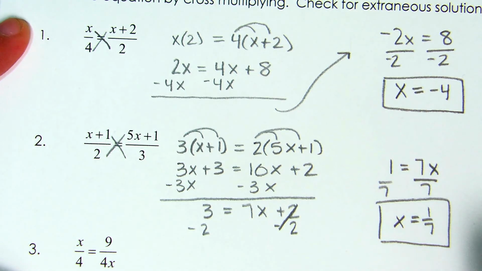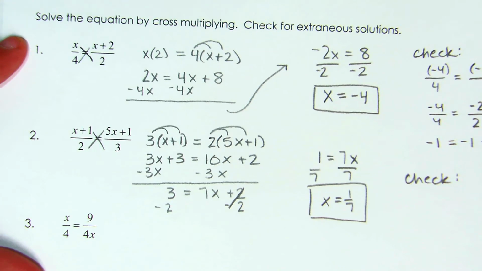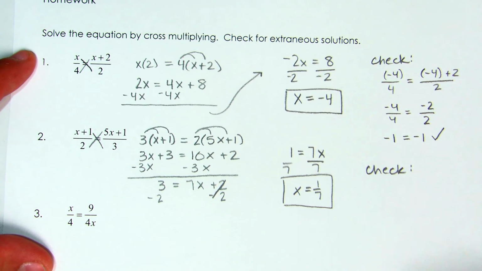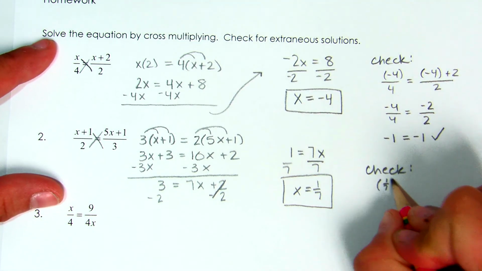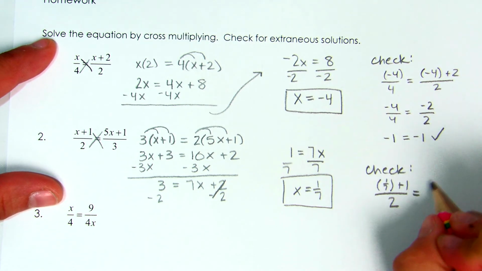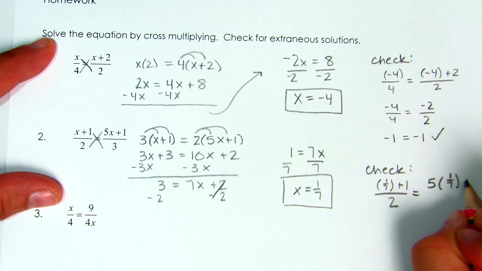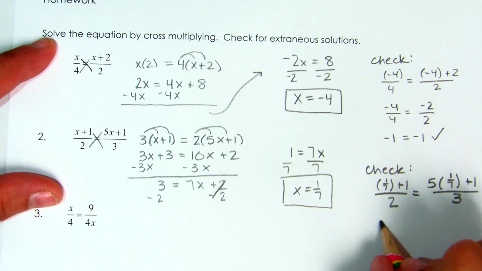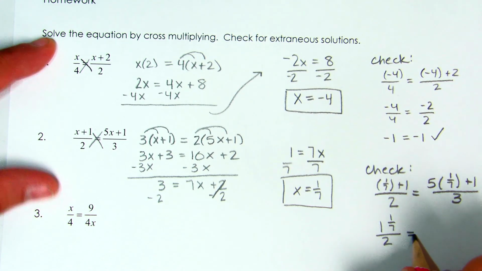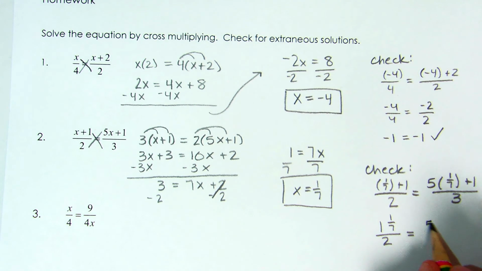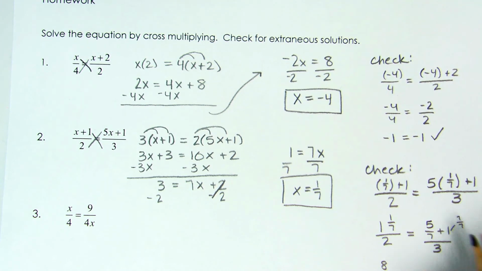So to do my check, I'm going to plug that back in. 1/7 plus 1 divided by 2 equals 5 times 1/7 plus 1 over 3. 1/7 plus 1 is 1 1/7 over 2 equals 5/7 plus 1 over 3. 1 1/7 is the same as 8/7 over 2. 5/7 plus 1 is the same as 7/7. So 7 and 5 is 12/7 over 3.